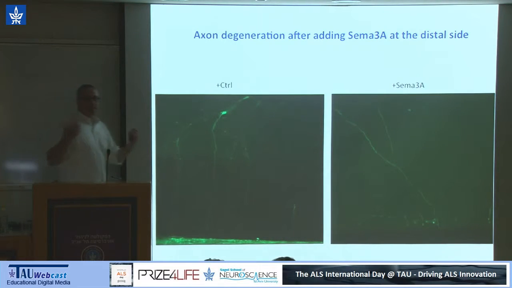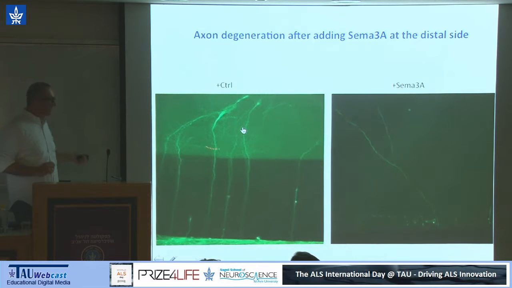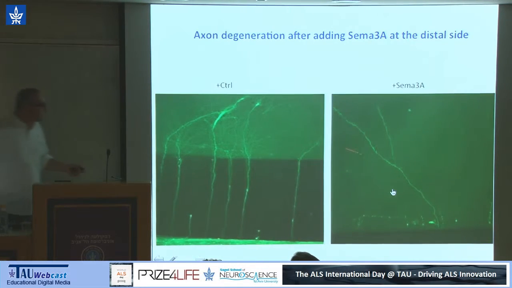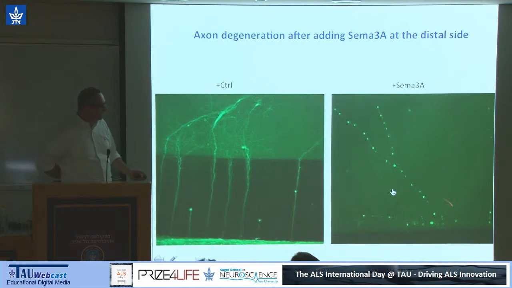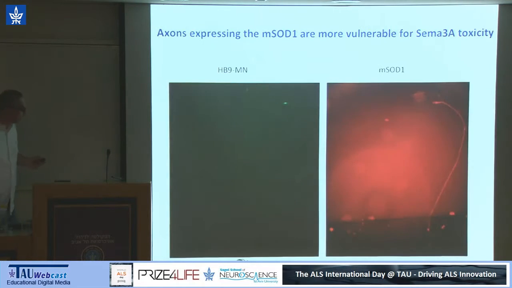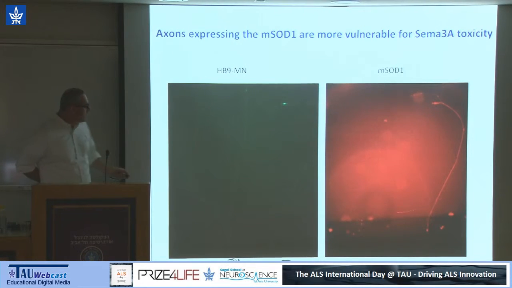So we found an increase in the semaphorin and an increase in the receptor. What does it mean? When we treated the green motor neurons in our chambers with semaphorin, compared with control, we see that the control axons grow and are very healthy. However, when we treated with semaphorin, you can see that after some time there is very strong degradation of the axons. Further, when we looked specifically at ALS axons, you can see here 3 green axons and 1 red that represents overexpression of the mutant SOD, and I will play the movie and you will see that the axons expressing the SOD degrade much faster than the axons that don't express the ALS gene.